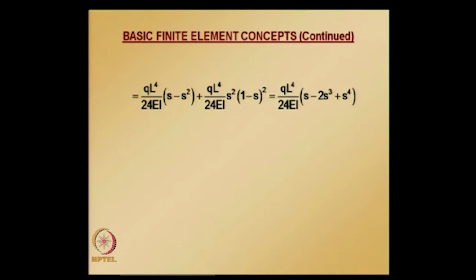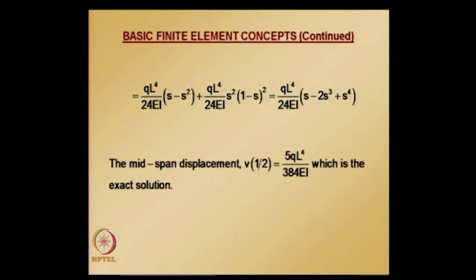And if you want the mid span displacement, since we have taken only one element, we need to substitute S equal to 0.5. The mid span displacement evaluated at S equal to half is this one. Please remember this value we got after applying the fixed end moment correction, and if we miss that correction term, this may not be the value that we will be getting, and this is the exact solution.